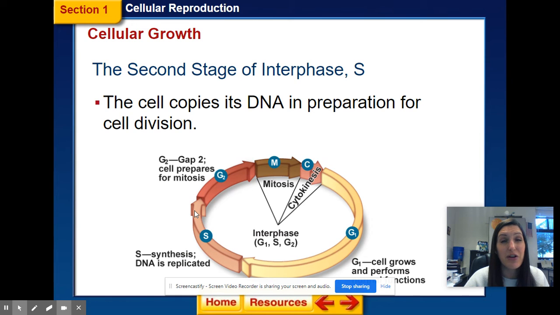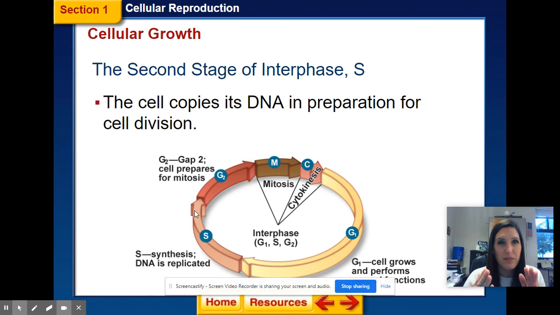Okazaki fragments. Very good. The last enzyme comes in and starts to glue the Okazaki fragments together. Do you remember him? Ligase. Very good. All right, so all of that, and you're left with 2 pieces of DNA, half old and half new.